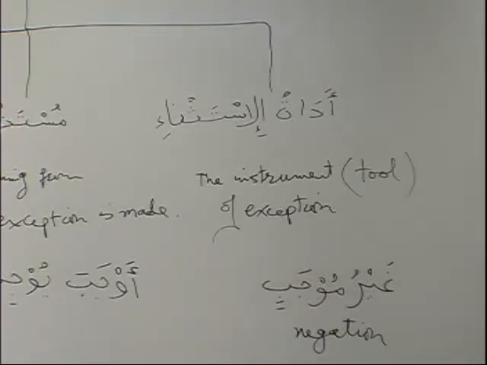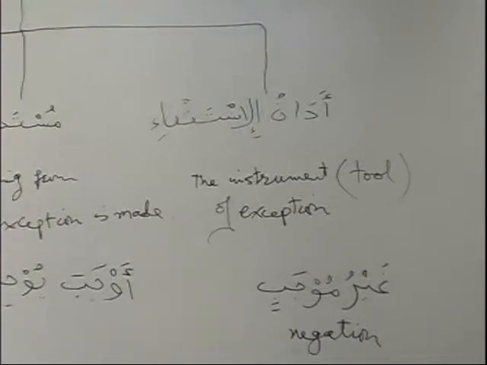Now here are the examples, brothers and sisters. Ma ghaba at-tullabu illa Ibrahima, or Ibrahimu. What is the meaning of this, brothers and sisters? After illa, both are permissible. You can have marfu or mansub. But I want to ask you something, brothers and sisters. What is Ibrahim? Mustasna. What is it? Mustasna. Are you with me? Okay.